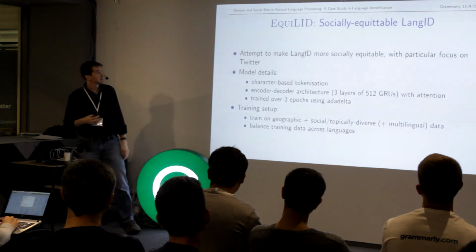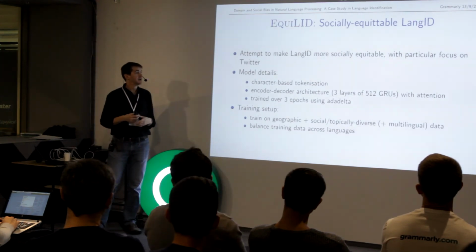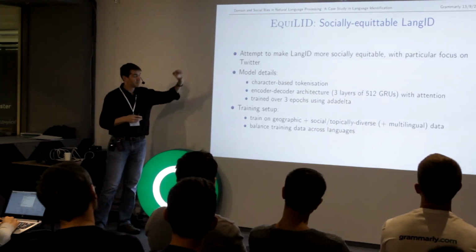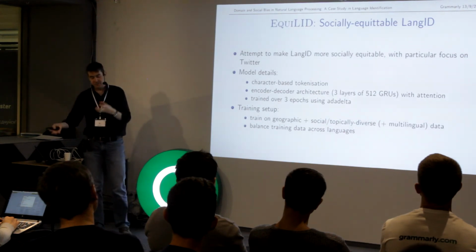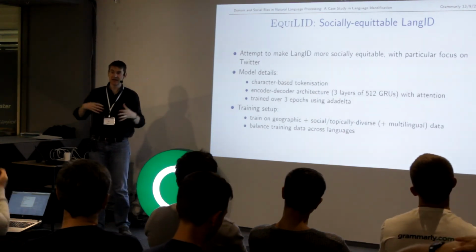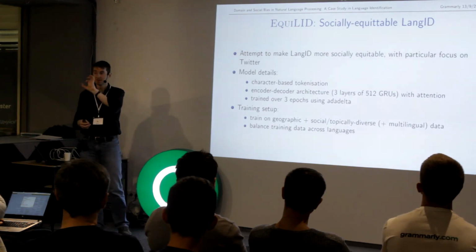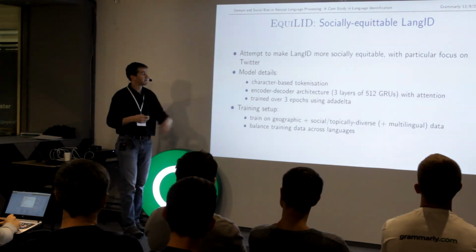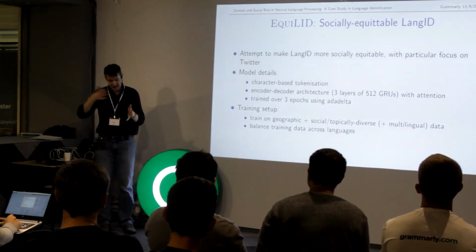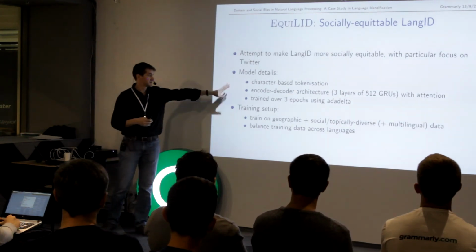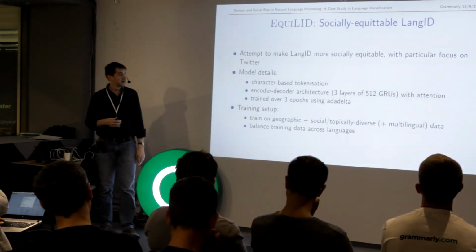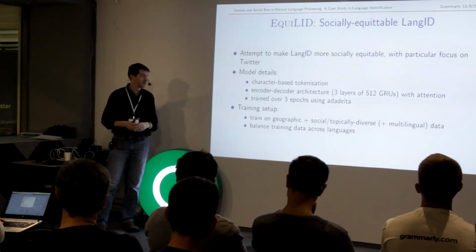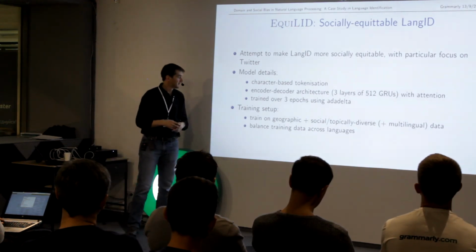And then they said, okay, well, let's build a language identifier which is hopefully going to be more socially equitable, which we're going to explicitly train by giving it exposure to all of this training data from all these different regions of the world and varieties of English through the training data. So here they used a deep learning model, that's just a character-based model. It's a sequence-to-sequence model based on 3 layers of GRUs with attention. If you're a deep learning person, that will mean something to you. If you're not, it probably won't.